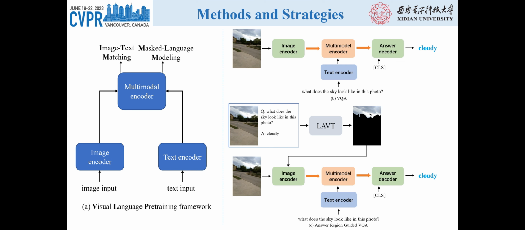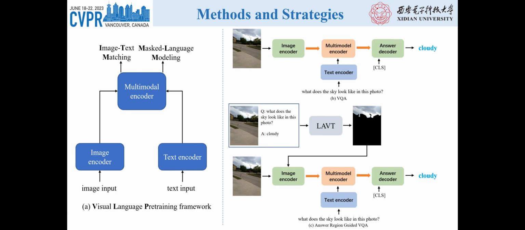Specifically, we first input the image, question, and answer pairs to a referring image segmentation model, and then get an output containing only the answer region. Finally, we input the image and its corresponding answer region into the image encoder, and then input the output of the encoder into the multimodal encoder after concatenation.